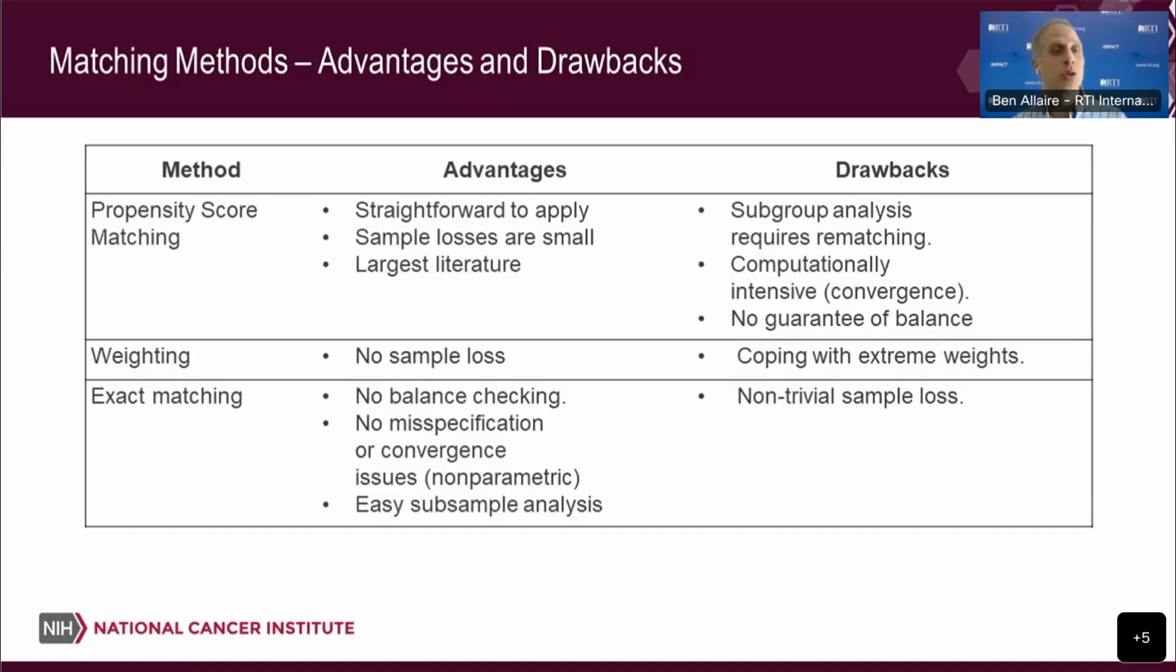However, the real strong drawback to exact matching is non-trivial sample loss. What do you do if you have a bevy of covariates and none matches your outcome of interest? Do you have to drop those people? That can be a very, very real concern for exact matching. All right, so those are some brief advantages and drawbacks to the three strategies. Next slide, please.